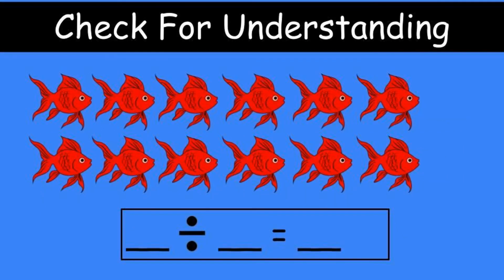Now that we've gone through the steps to show you how to make the division problem that goes with an array, let's check for understanding and see if you can do it on your own. Here's a new school of fish that's been created into an array. See if you can come up with the division problem that goes with it. Remember, the first number is the largest number, the second number is going to be how many rows, and the final answer is how many columns there are. Go ahead and pause the video so that you can create the division problem on your own. When you're done, press the play button and see if you've got the division equation correct.